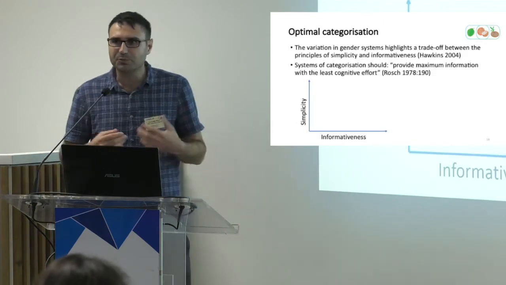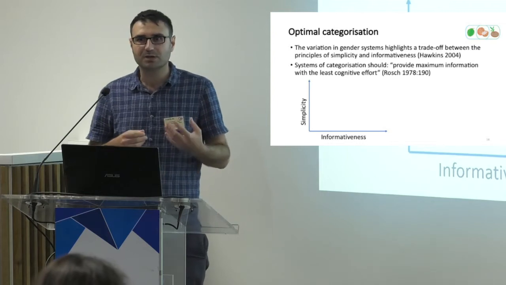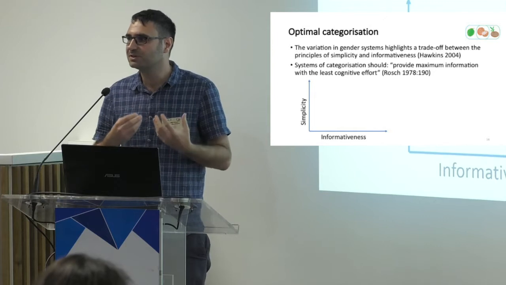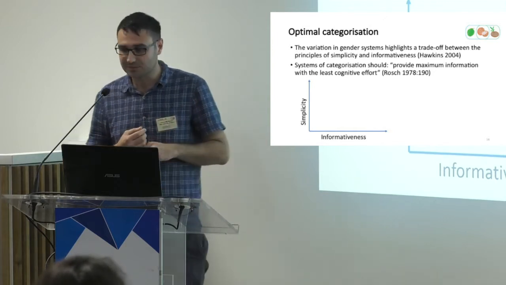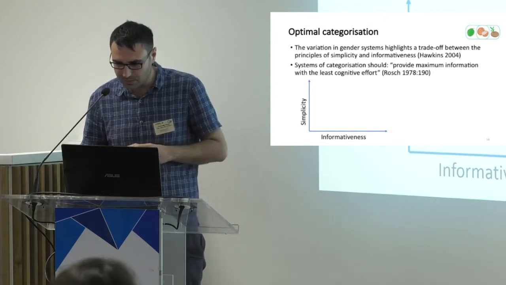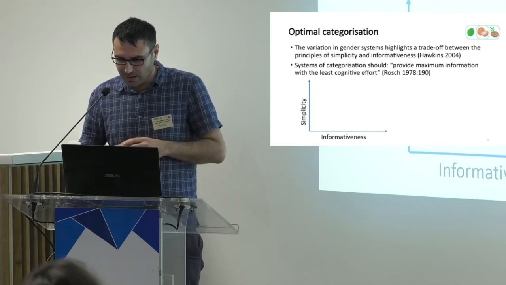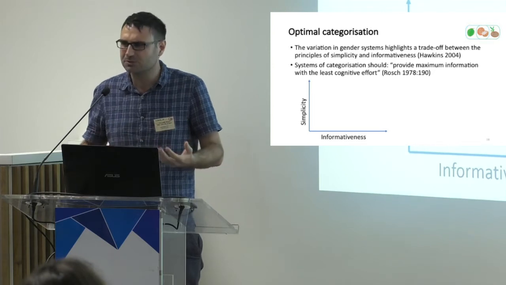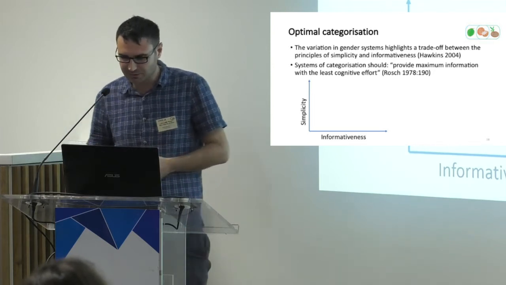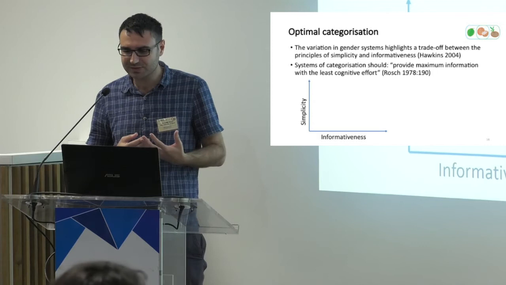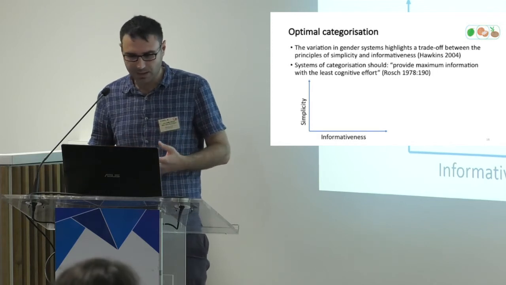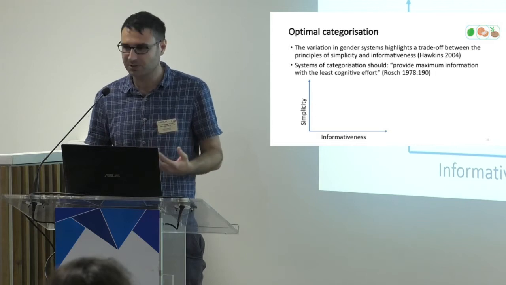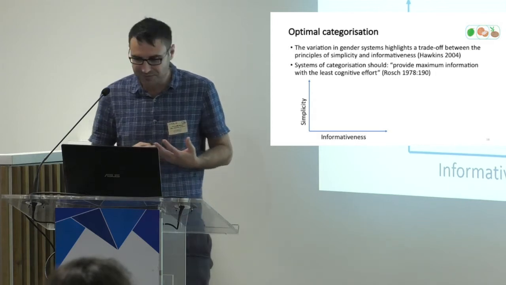We are trying to look at optimal categorization in our project. So which of these systems is the most optimal, which is the most cognitively efficient type of classification system found in Oceanic languages? So basically, classifier and gender systems work as a means of categorization, which is a tool for understanding the world around us. So effective categorization systems need to be simple in order to minimize cognitive load, and they also need to be informative to maximize communicative efficiency.